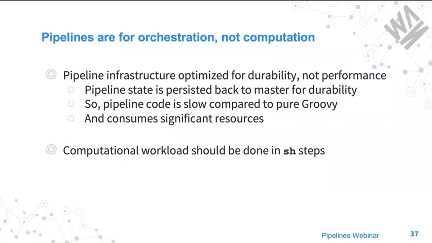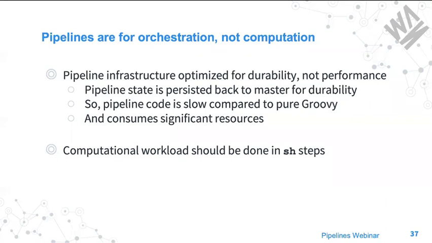Here's a best practice that I know I've said already, but it bears repeating. Pipelines are intended for orchestration. They're not intended for general purpose computation. The fact that you can write Groovy code and you can write kind of anything you want in a pipeline does not mean you should do it. For various reasons, the code in pipelines runs very, very slowly relative to native Groovy code. And there are some very good reasons for that.